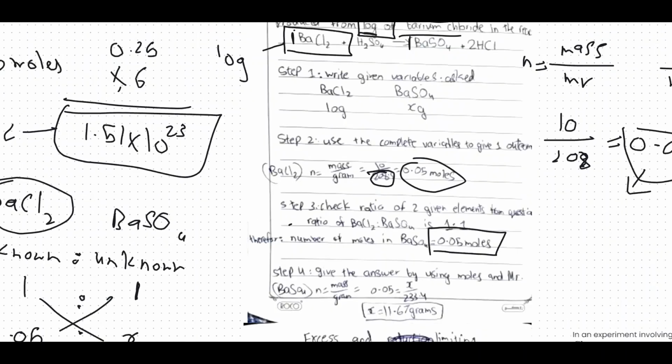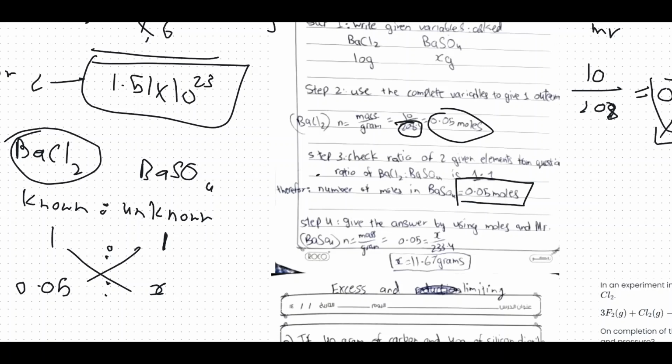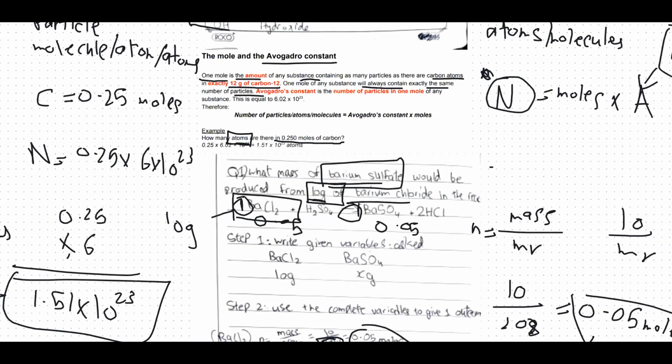So you can skip the ratio part if you find that the suffix is the same. When the two suffixes are the same, you can simply copy the number of moles for that. So I have one suffix, it's 0.05, so barium sulfate here would also be 0.05. What I wanted to find was the moles of barium sulfate. I found the moles, and the question asked me what mass of barium sulfate.